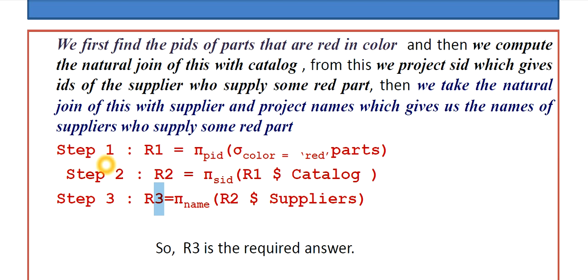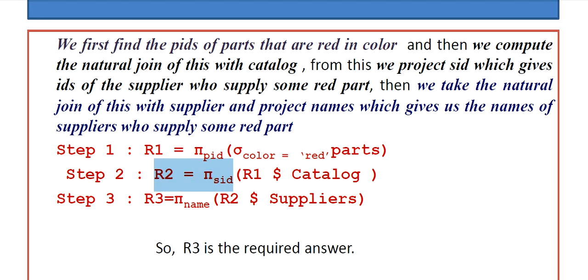So I am repeating again: in step 1, what are we trying to do? We are trying to find those PIDs which are red in color. For that, first apply the sigma operator on parts, extract all the tuples associated with the red color, and from that extract the associated attribute, that is our PID. We extract it with the pi operator and store it in R1. Then R1 natural join catalog will give you those suppliers who provide the red parts. So extract that SID value and store it in R2.